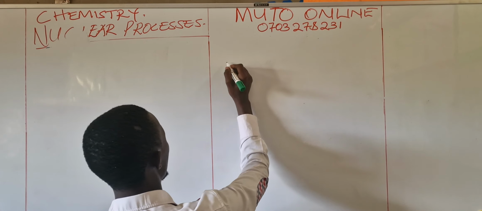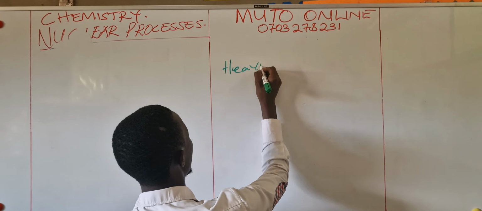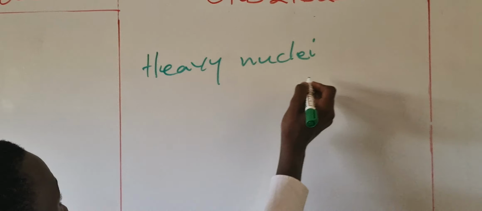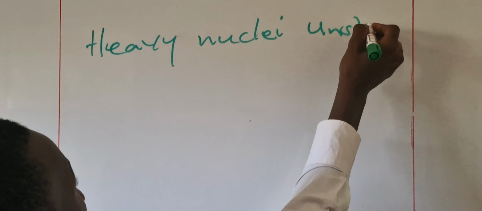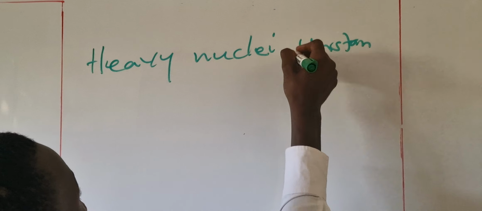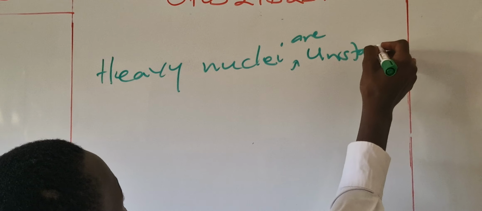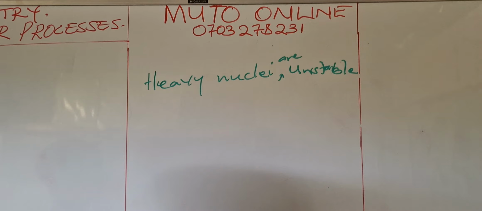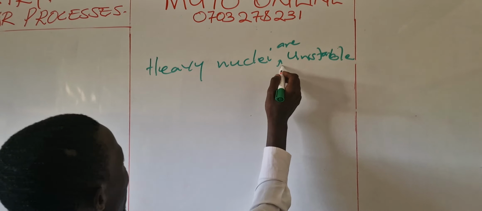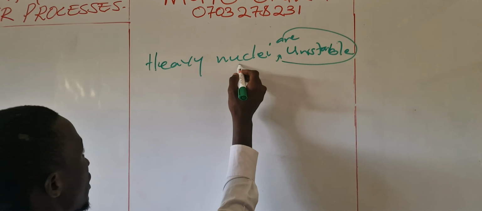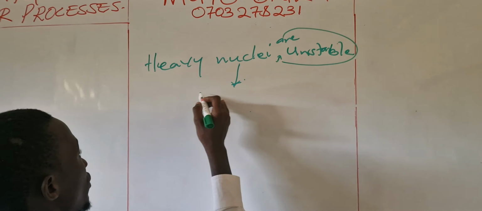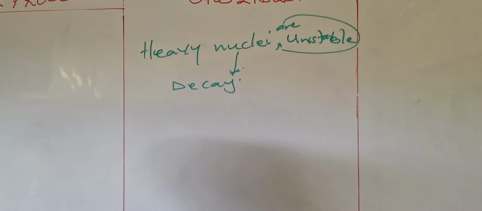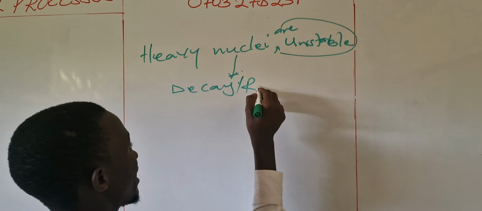These kinds of atoms with heavy nuclei are always unstable. And these unstable nuclei of different atoms always undergo what we call decay or radioactivity.